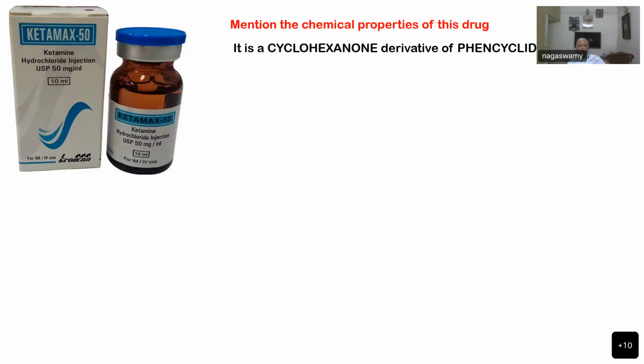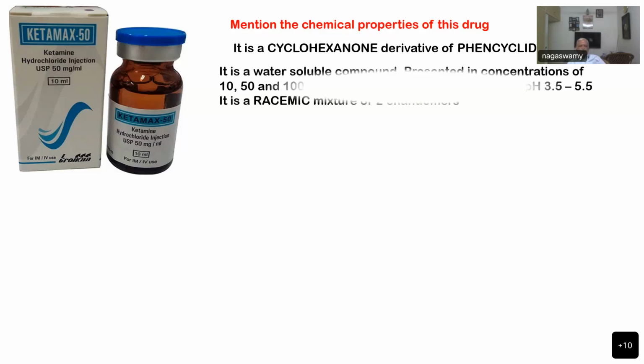That is a more detailed description. Of course, you will get the marks even if you say it's a phencyclidine derivative. Doesn't matter. But if you want to be the best in the answer, then you can give cyclohexanone. It's a water-soluble compound, presented in concentrations of 10 milligram, 50 milligram, 100 milligram per ml with or without preservative, and a pH of 3.5 to 5.5. It contains a racemic mixture of two enantiomers, both dextro and levorotatory forms.